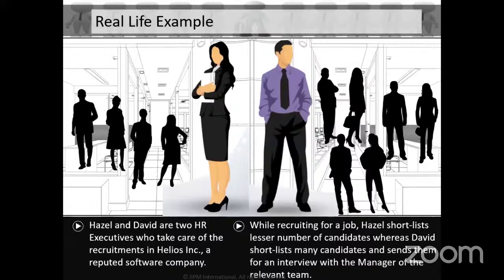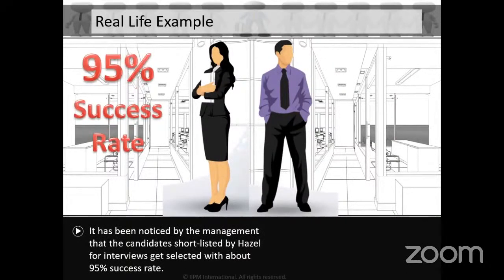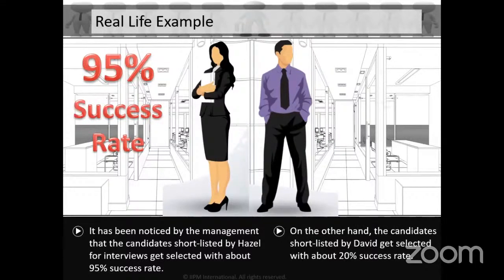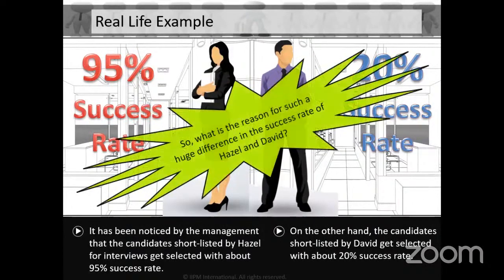While recruiting for a job, Hazel shortlists a lesser number of candidates, whereas David shortlists many candidates and sends them for an interview with the manager of the relevant team. It has been noticed by the management that the candidates shortlisted by Hazel for interviews get selected with about 95% success rate. On the other hand, the candidates shortlisted by David get selected with only about 20% success rate.